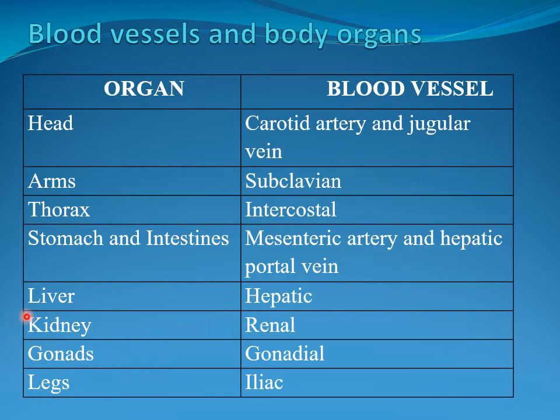If we come here, the kidney, the name given to the vessel is renal. It means we have the renal artery and the renal vein. While the renal artery is taking in oxygenated blood to the kidney, the renal vein is taking deoxygenated blood out of the kidney. That is how this is. Just give an example here of the liver.